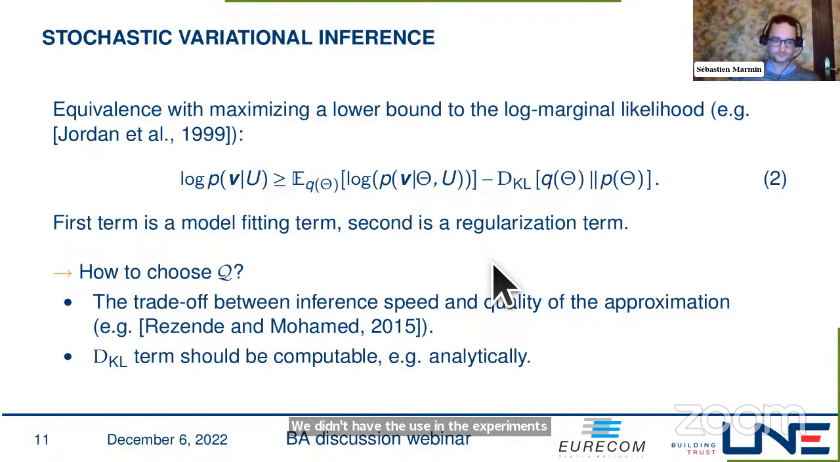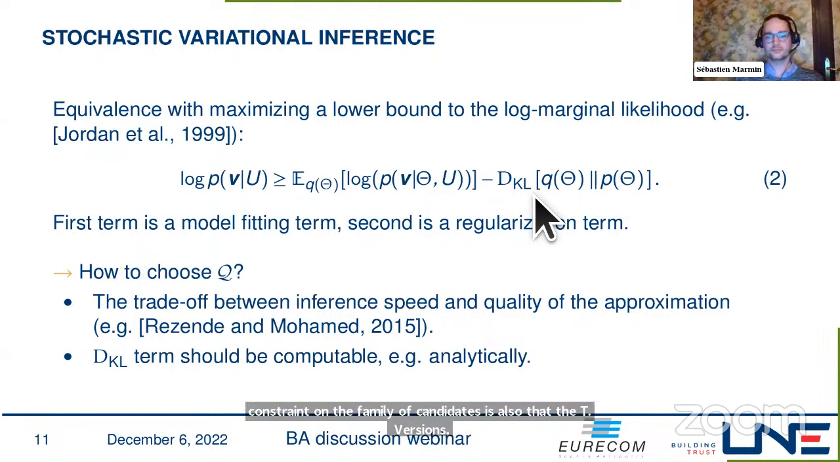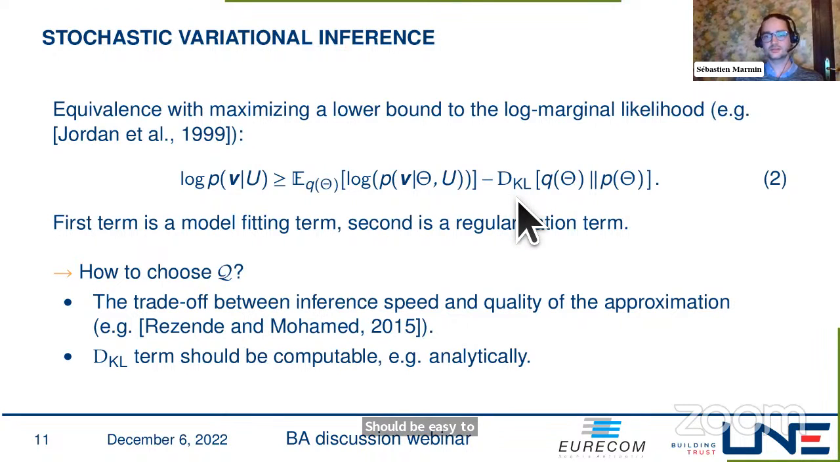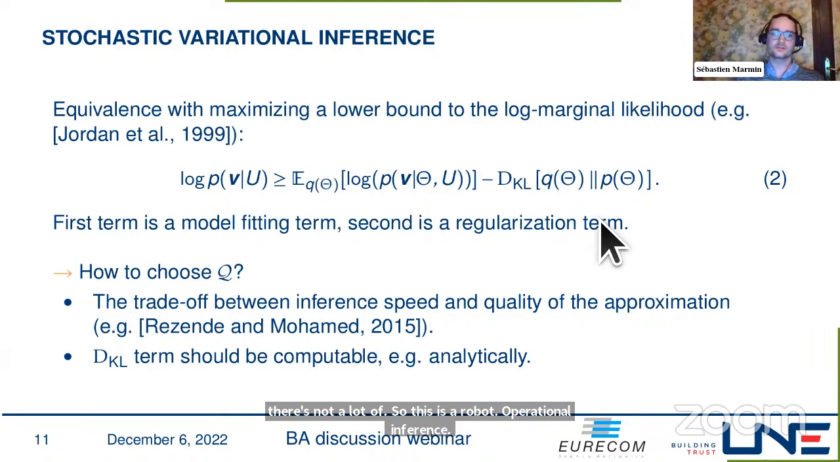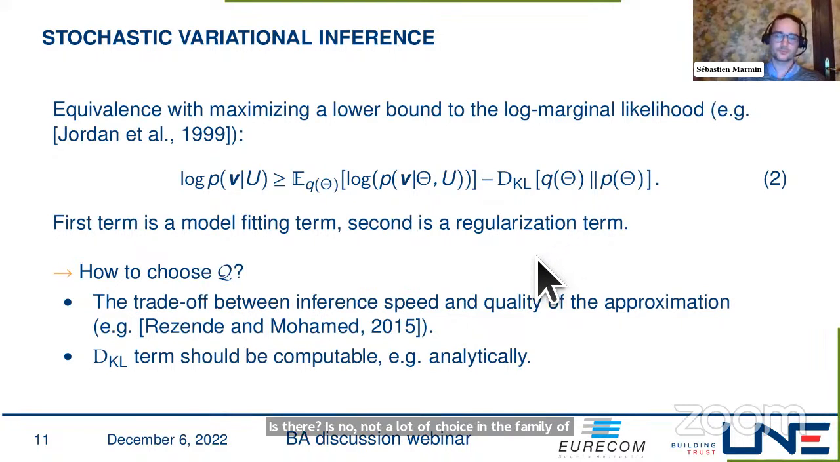Another constraint on the family of candidates is that the divergence should be easy to compute, and this basically means that the divergence should be analytical. So this is a drawback of variational inference: there is not a lot of choice in the family of posterior candidates.